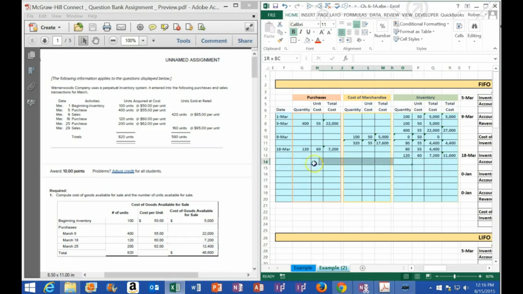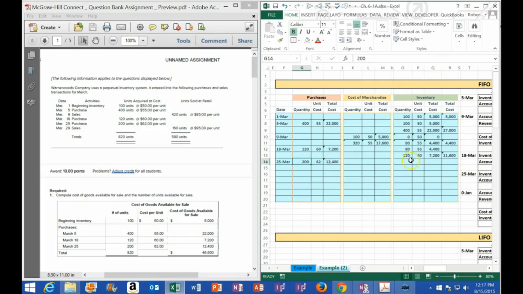So I'm going to go to the next line here. So on 325, we had purchased 200 units at $62. So now we're going to purchase another 200 units at $62. So again, inflation or whatever, price is increasing. 200 times 62, an inventory that we purchased.